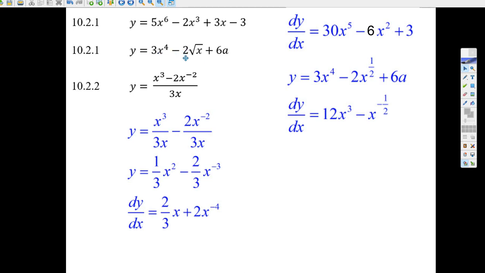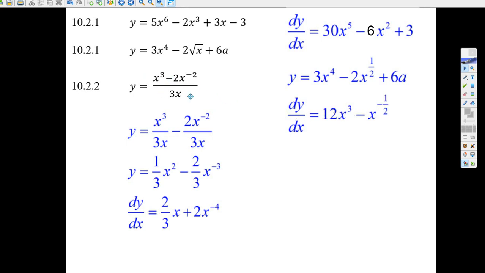The next one, it's just not in the right form. This x, square root of x, you must make it x to the half. And you see that 6a? If you try and find dy dx, the derivative with respect to x, that's just a constant. It doesn't have an x in it, so the derivative's 0. Now that you've written x to the half, you go a half times 2 is minus 1, but 1 half minus 1 is minus a half. 4 times 3 is 12, and then you bring it down 1, x cubed. So there's that question all done.